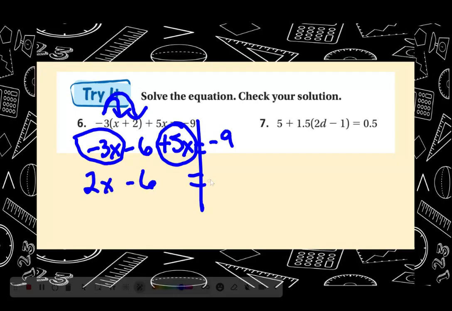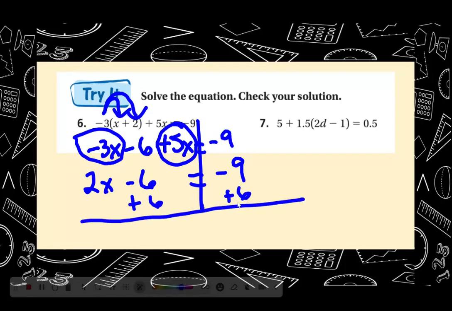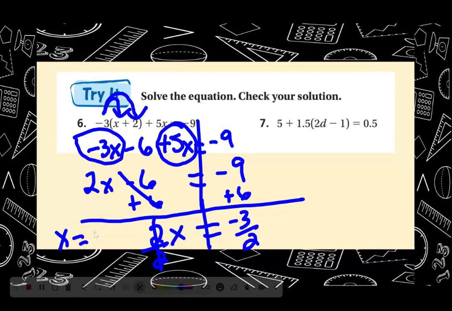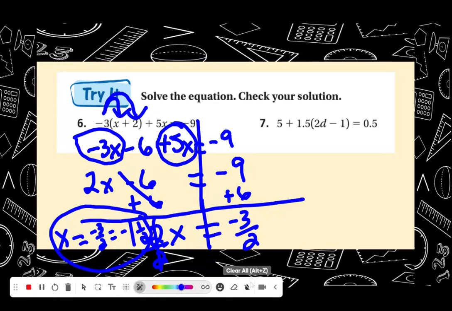Minus 6 equals -9. So now the opposite of -6 is +6. What you do on one side, you do to the other. That's why I like to draw that line. So I'm left with 2x equals, what's -9 plus 6? -3. And we're going to divide by 2, divide by 2. 2 divided by 2 is just x. And you could leave it -3 over 2. Or you can say it's -1 1/2. Great job. Okay, pause the video and try number 7.